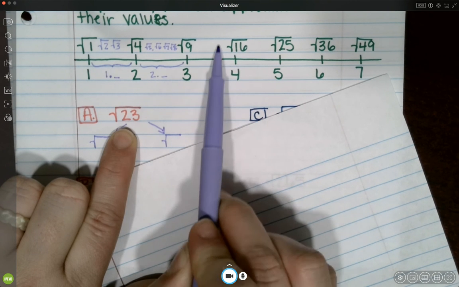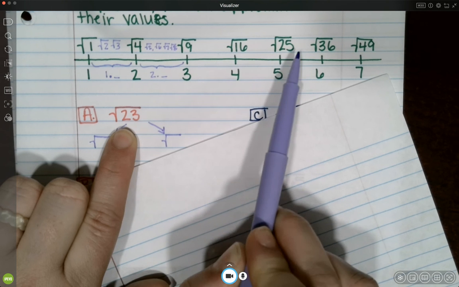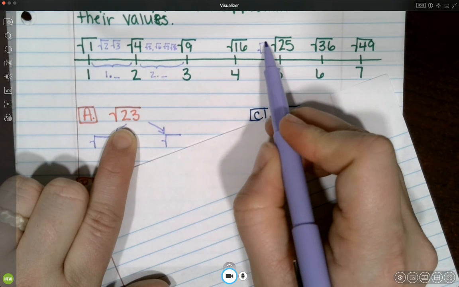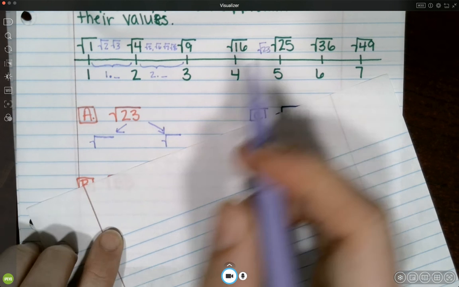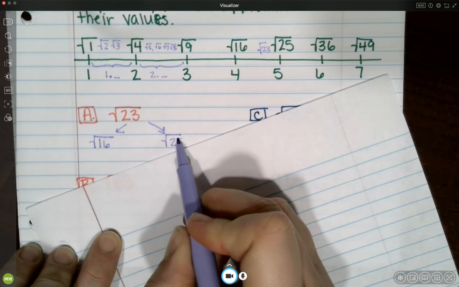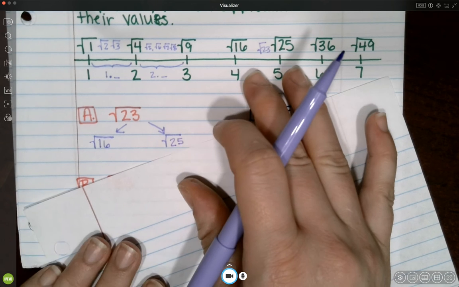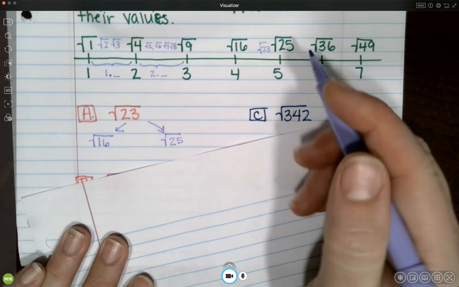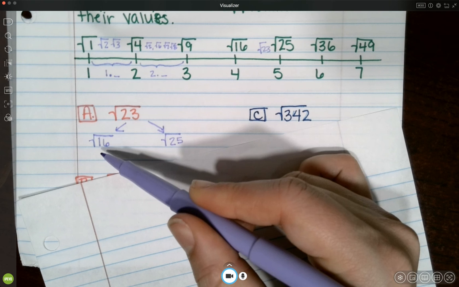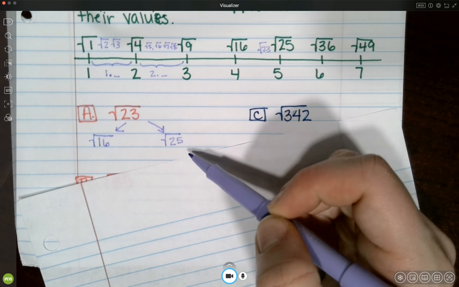And the square root of 23 would have to be between the square root of 16 and the square root of 25 because it falls somewhere here on our number line. So we're going to write square root of 16 and the square root of 25. Okay. We then need to figure out, well, who am I closer to? Am I closer to being 16 or am I closer to being 25?